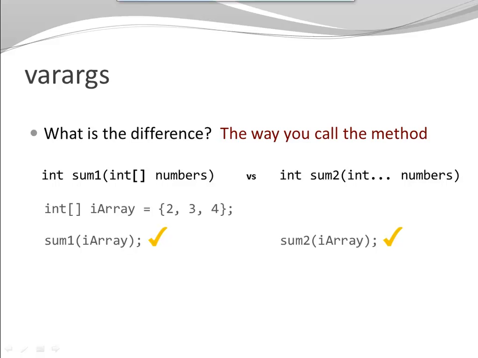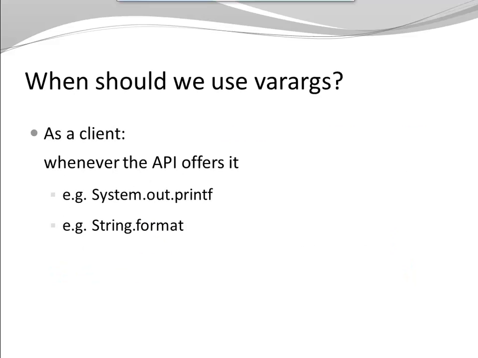However, if I would like to pass the array elements directly to my method, separated by commas, I could do that in the case of sum2, where I declared my parameter with the ellipse. I cannot do that when I declare my parameter with an integer array. So my Varargs give me flexibility in the way I can use my method.